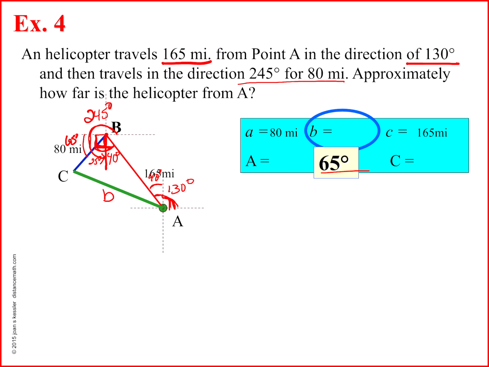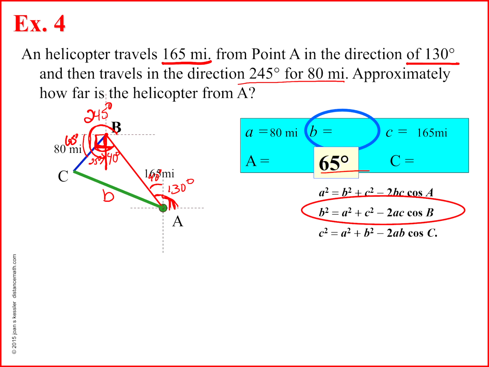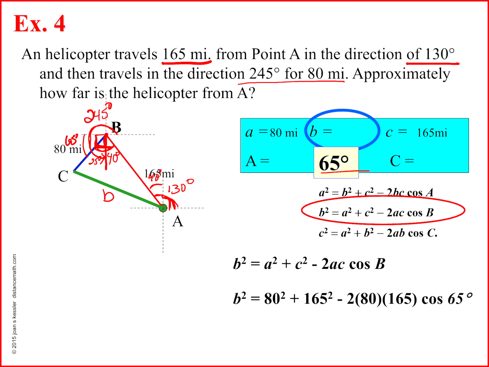If you need it on a bigger picture, hopefully that would help you. Again, we're looking for b, so we're going to use our law of cosines, the b squared one right here. We're going to plug in what we know. We know our a, we know our c, and we know all of our angles. We're going to plug this all into our calculator. Take a moment, plug it all in, and figure out what we're going to get. You should get 149.89. It only asks for how far the helicopter is from A, so that's all I care about. I did have to find some angles to get to that point, but I don't have to find anything else.